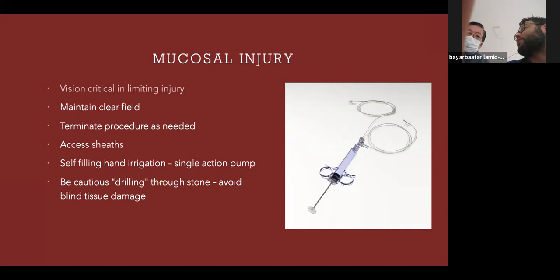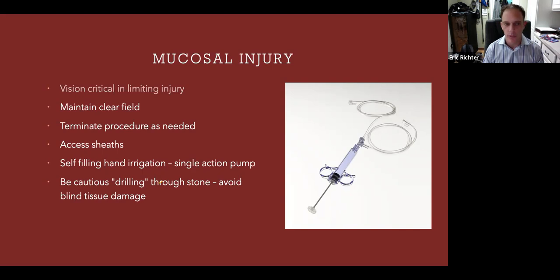Okay, go ahead. And just a couple of other points. If you're doing a large stone and you start to lose visualization, either because of a combination of stone fragments or bleeding, then it's okay to terminate. You end the procedure and it's better to come back another day. Okay. And then the other thing.